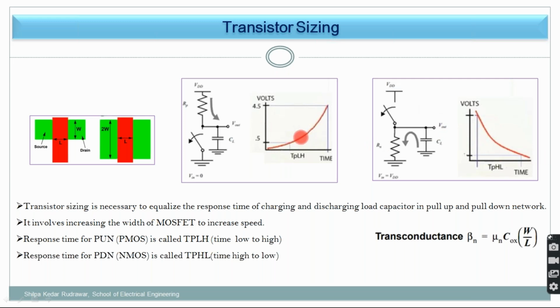So low to high is related to what? PMOS, because PMOS is on, so the capacitor is charging from low voltage to high voltage. But whenever the NMOS is on, the capacitor tries to discharge. So that's why that time period is called TPHL, high to low. So don't get confused over here. So charging and discharging. So what is the role of transistor sizing?